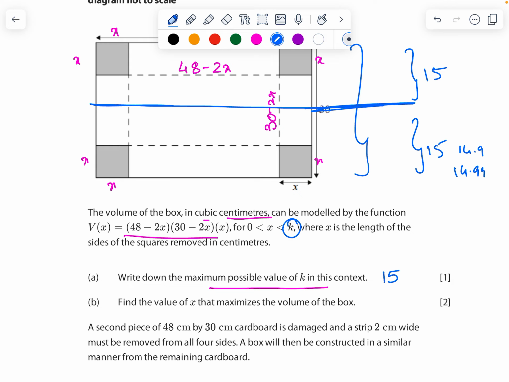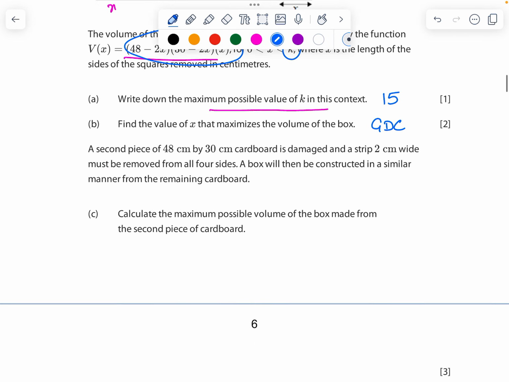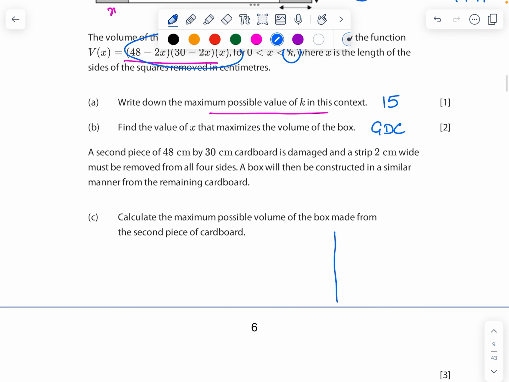Find the value of x that maximizes the volume. So use the GDC, draw this in the GDC, and you should be able to get a graph. When you get the graph, it becomes like this. The maximum occurs at 6. X equals 6. Use the GDC, get a graph, and find the maximum value. It is going to be at 6.